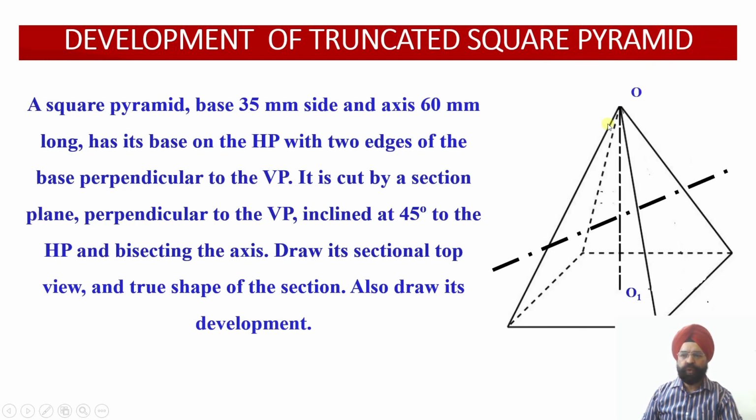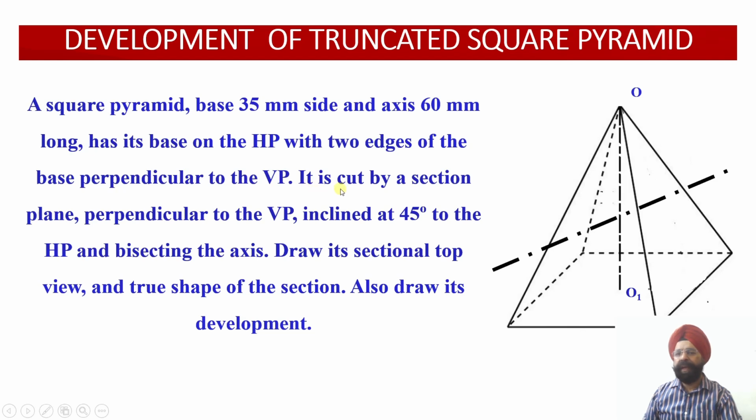So here you see we have a square pyramid available with us, a square pyramid of base 35 millimeter side. So the base edge is equal to 35 millimeter. Axis height is 60 millimeter long. That is the distance between O and O1. This distance is the axis height, so this is equal to 60 millimeter long. So it is resting on its base on the HP with two edges of the base perpendicular to the vertical plane. So these are the two edges which are perpendicular to the vertical plane.